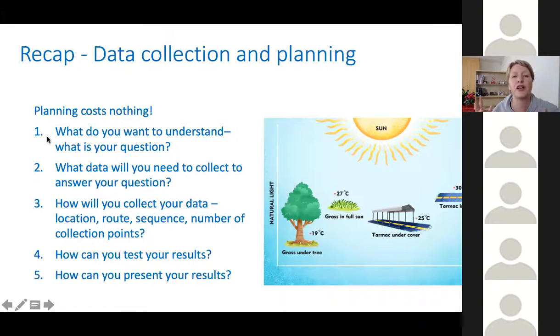What is it that we want to understand, or what is the question? What data will you need to collect to answer your question? How will you collect your data? The location, if you're going to have a route, a sequence, how are you going to do that? How can you test your results to make sure that they're valid? And then also, how can you present your results? Brittany, I see that your hand is up.